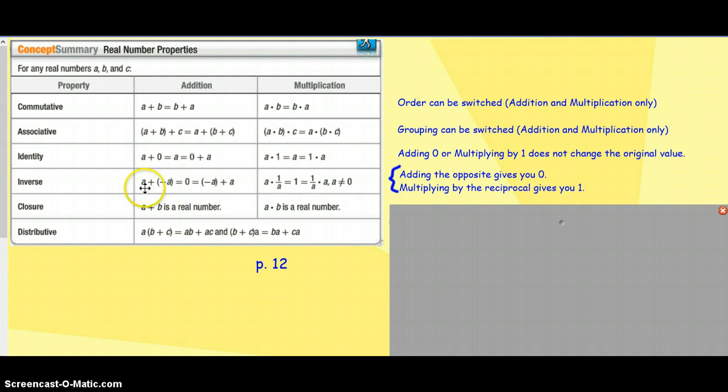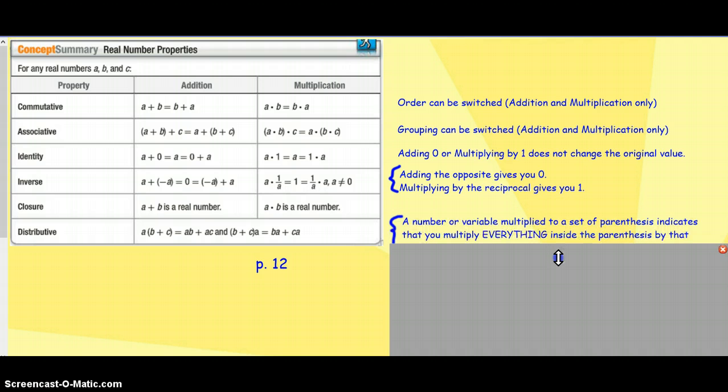The additive inverse means when you add opposite numbers like 3 plus -3, it will always give you 0. So notice that the inverses, when you add them, give you the identity. For multiplication, when you multiply by the reciprocal, you're always going to get 1. So for example, 3 times 1 over 3 equals 1. So multiplying by the reciprocal will always give you 1, which happens to be the multiplicative identity.